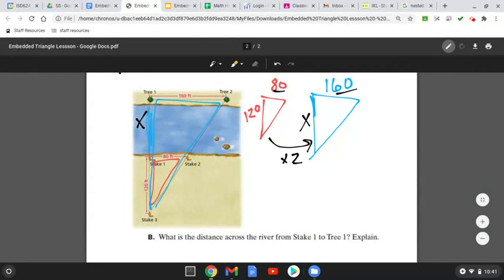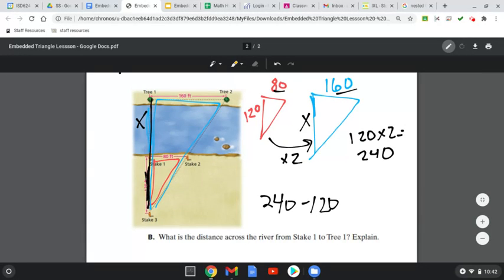All right, so to figure out x, all I have to do is 120 times 2, so it's going to give me 240. All right, so I know that this whole length is 240, but I only want to know the x part of it, so I have to do 240 minus 120, so I'm subtracting this piece off right here, subtracting that 120. So 120 feet would be my final answer.